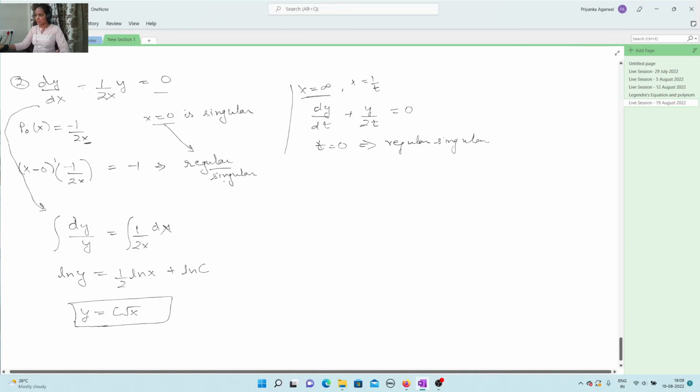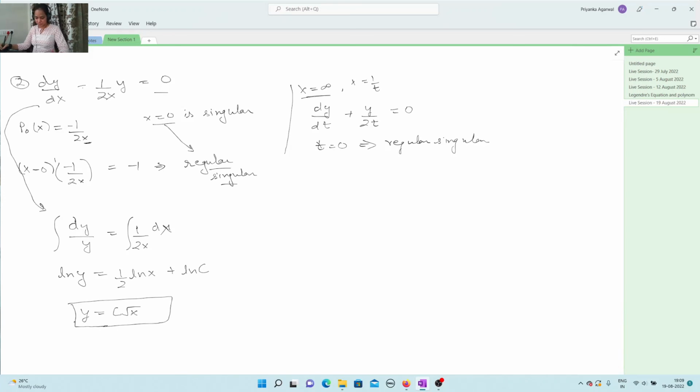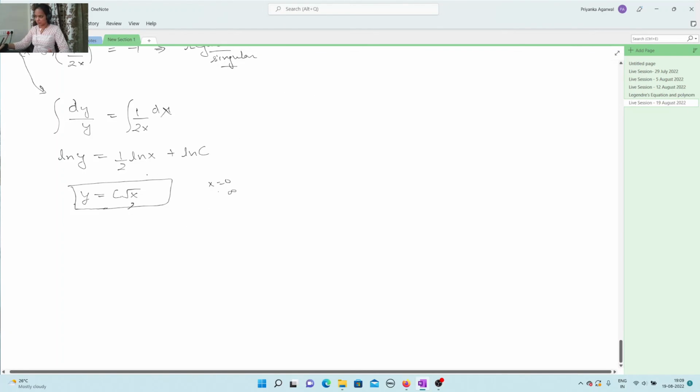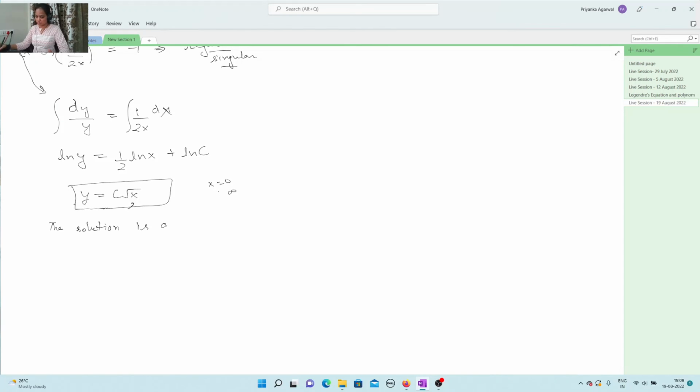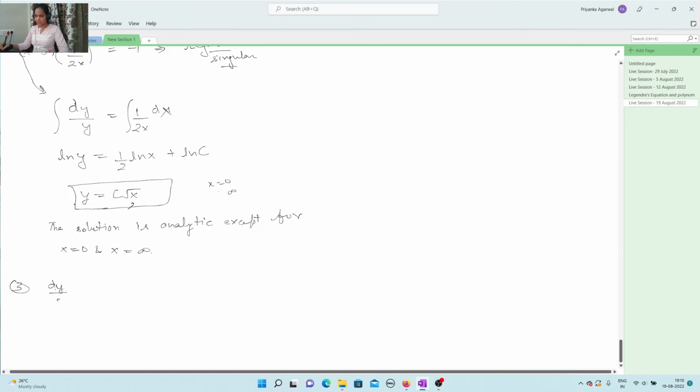So if you see, when the points are regular singular, this solution root x is also analytic except for these branch points 0 and infinity, except for x equals to 0 and x equals to infinity. Similarly, we can check the last equation which we had, dy by dx minus 1 by 2x square y equals to 0.